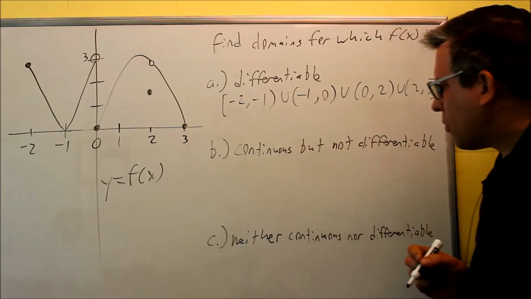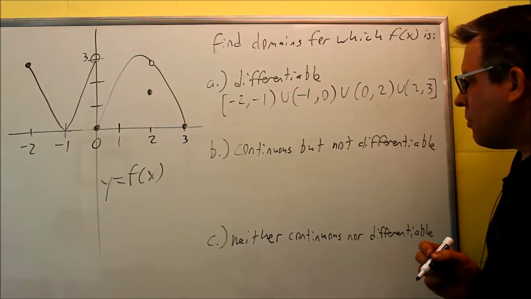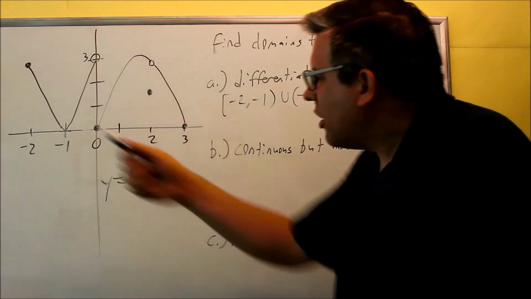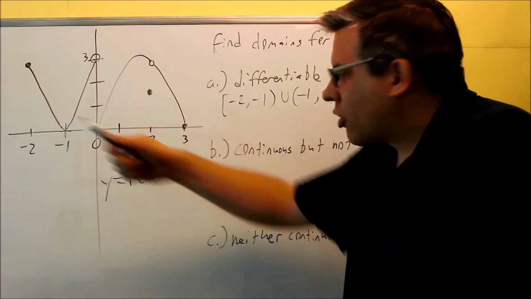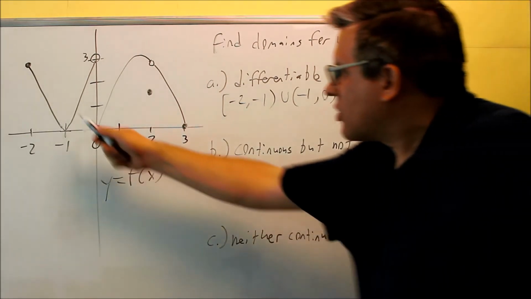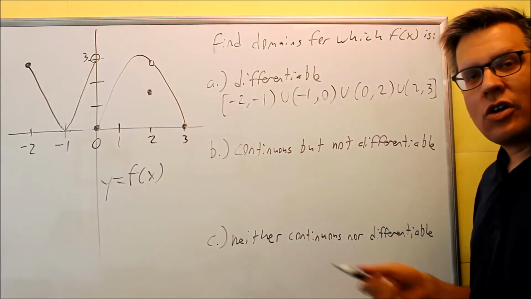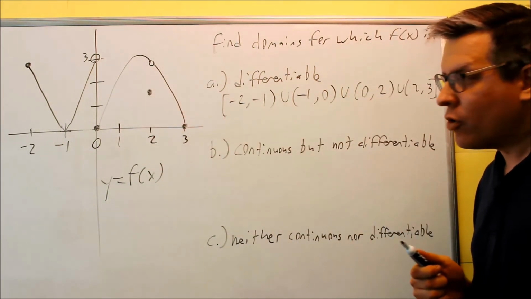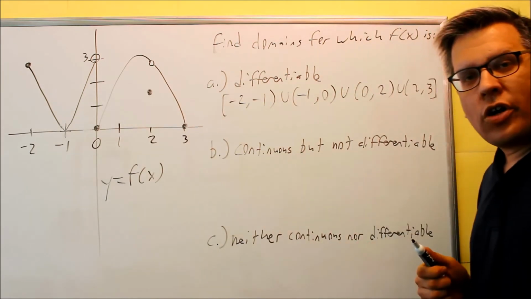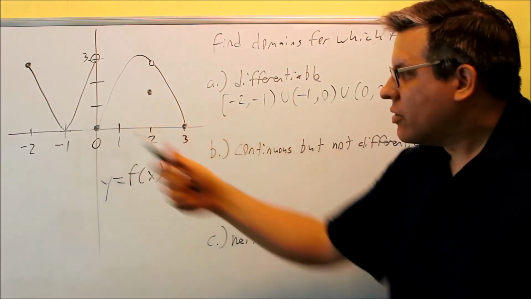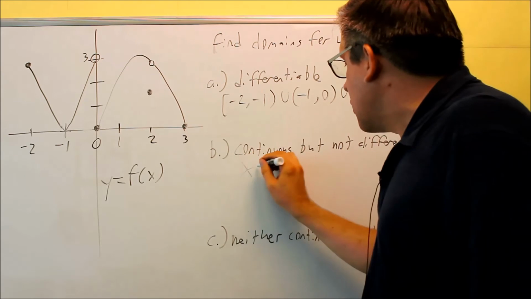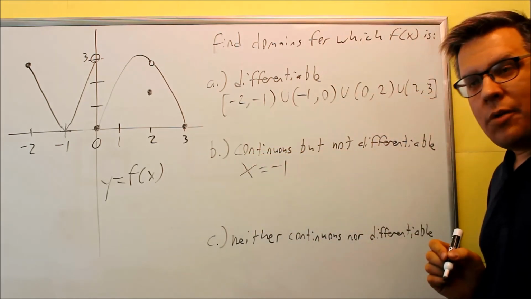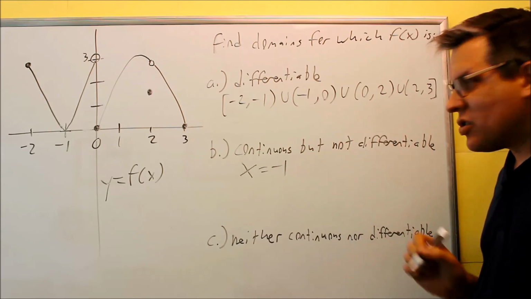Part B asks for places where it's continuous but not differentiable. That actually occurs at one spot only, and that's going to be here at -1. Now, there's no closed circle at that point. That's okay because the line is actually solid. If the line is solid, that means there is a point that's going to be there. So it doesn't necessarily have to have a closed circle for it to be an actual defined point there. It is going through the line solid, so it does cross at -1. That's actually the only answer for part B, x equals -1. It's continuous there, but it's not going to be differentiable.